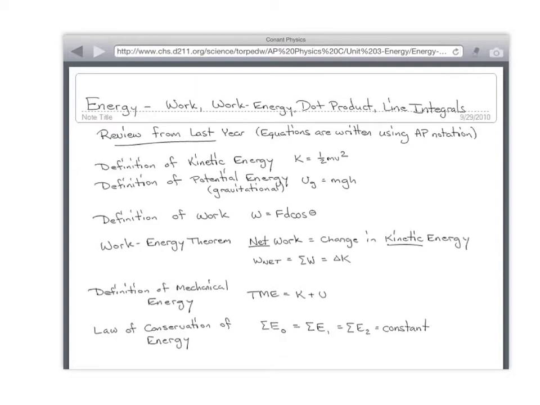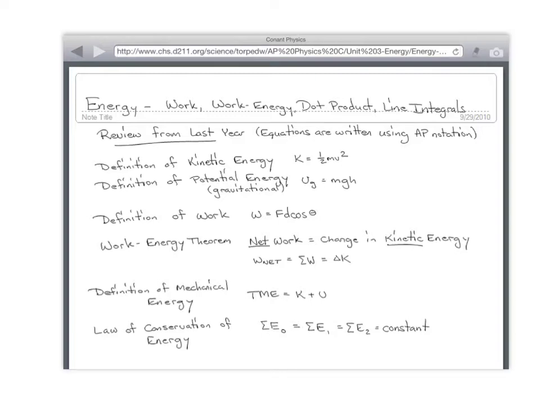So if you're pushing in the direction of the way it's going, that's positive. If you're pushing away from the direction it's going, that's negative. And if you're pushing perpendicular, that's 0 work. Good? All right. So here's another one.